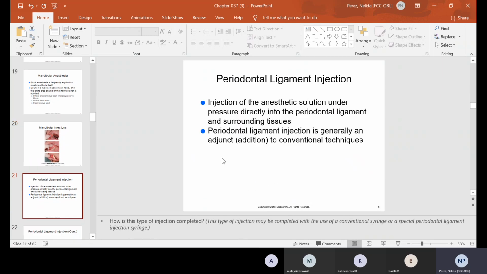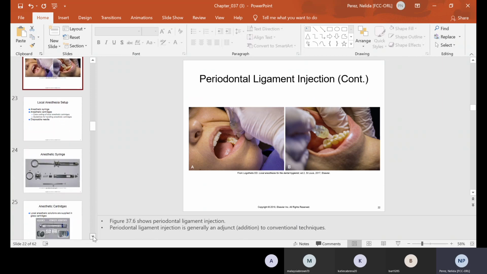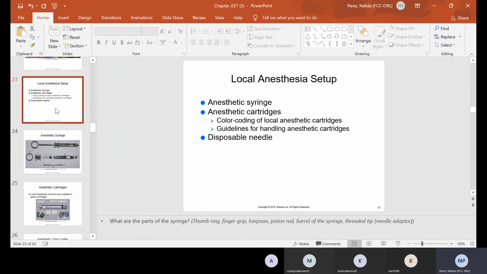Then there's the periodontal ligament injection. This is the injection of the anesthetic solution under pressure directly into the periodontal ligament and surrounding tissues. Periodontal ligament injection is generally an adjunct, that means an addition, to conventional techniques. And it looks something like this, okay? So letter A and letter B. All right, so again, does the doctor always give this type of injection? No, not really. All doctors are different. Again, you'll know what your doctor likes, and then you'll go from there.